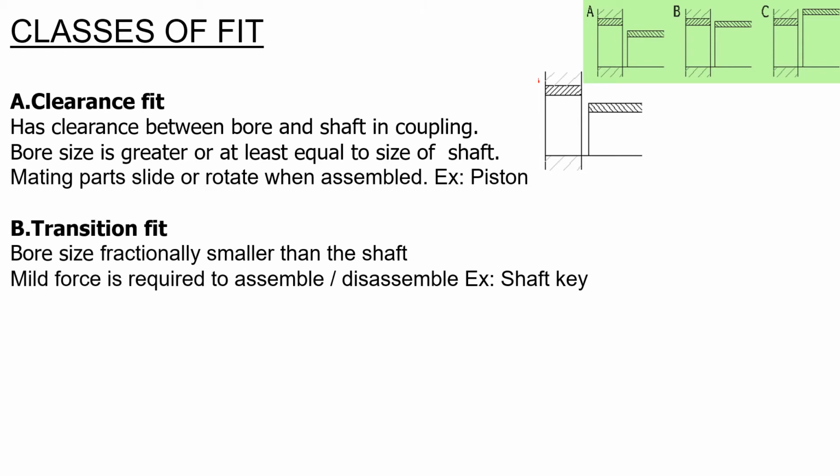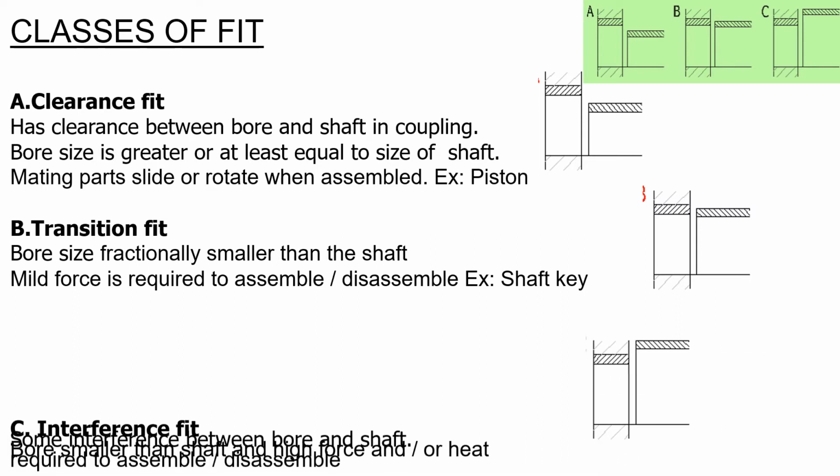Next is transition fit, as shown in B. Bore is fractionally smaller, that is, just a little smaller than the shaft. Mild force is required to assemble or disassemble to make this press fit. Example is the shaft key or housing fit on the floating bearing.